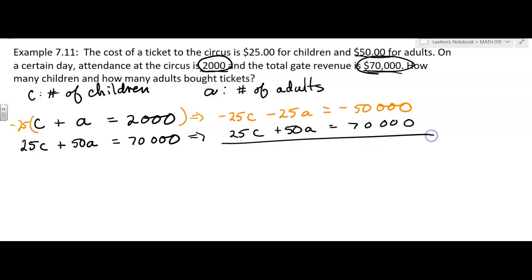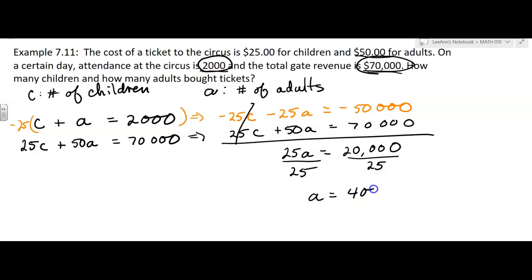All right. So the negative 25C and 25C cancel. They eliminate. That's supposed to happen. Negative 25A and 50A is going to be 25A. And then negative 50,000 and 70,000 is going to be 20,000. I threw that comma in. Divide both sides by 25. And what's that going to be?